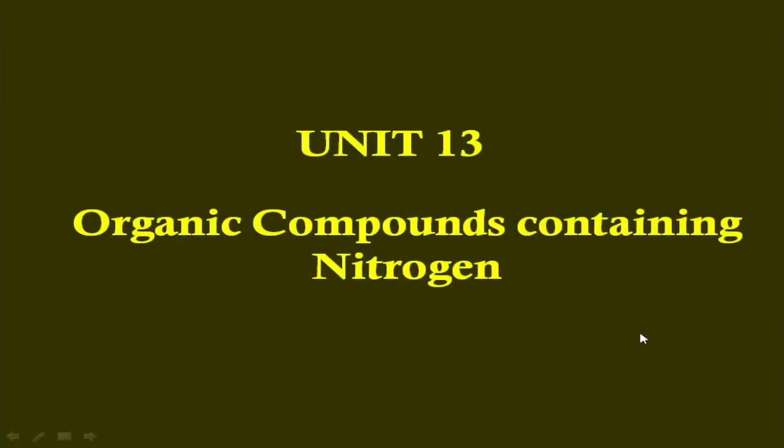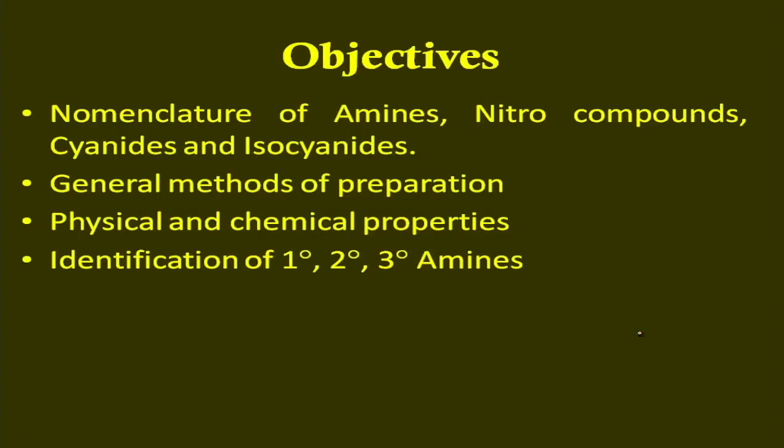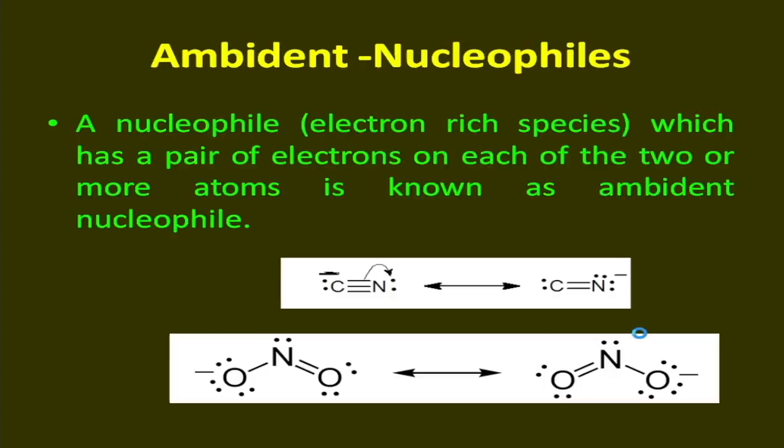Welcome to NEET class 12, unit 13: organic compounds containing nitrogen. Objectives: nomenclature of amines, nitro compounds, cyanides and isocyanides; methods of preparation, chemical and physical properties; then identification of primary, secondary and tertiary amines.